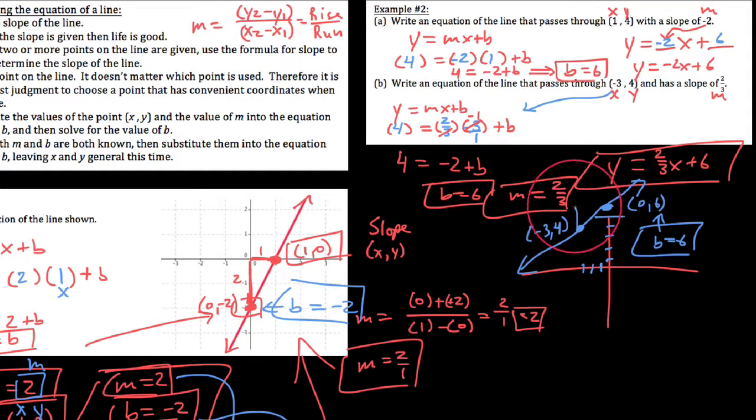So if I could say slope and intercept from the graph, great. Otherwise, let's find a point on the graph. Let's find the slope, and then we'll do our substitution method.